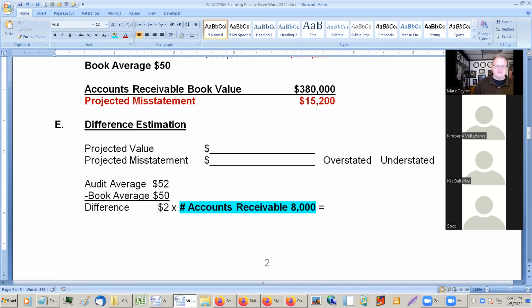Well, that's what the difference estimation is. It says that everything is off by the same amount. Doesn't matter what size it is. Okay. Yeah, 16,000. It's just 16,000. And this is the projected misstatement.